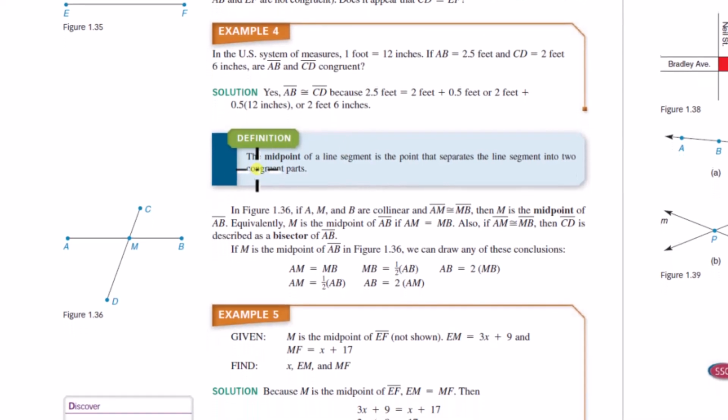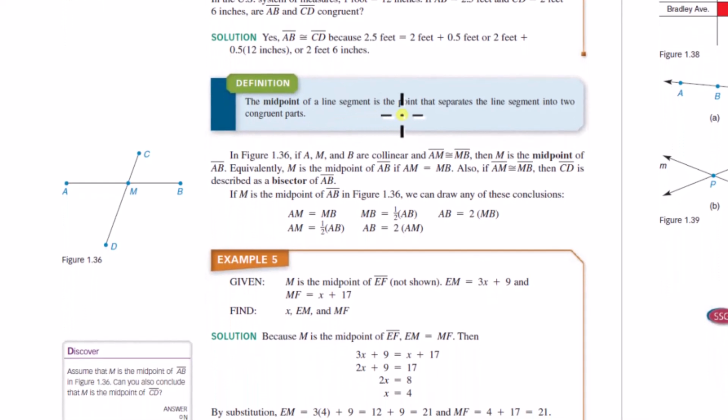Definition: the midpoint of a line segment is the point that separates the line segment into two congruent parts. So the term is the point. We know what a point is. What kind of point? Just any point in space? Well, no. What is unique about this point? It separates that line segment that we're talking about into two congruent parts, so two parts that have equal length.